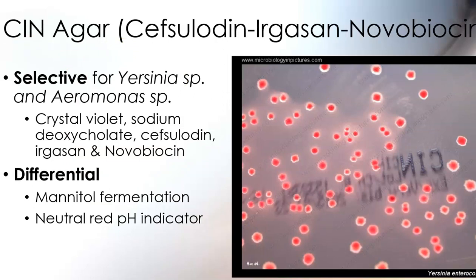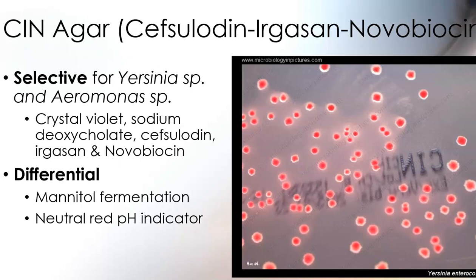CIN, I cannot say this. So I just say CIN. Because I'm not going to try to butcher that on Screencast-O-Matic. Starts with a C, starts with an I, starts with an N. Why? Because there's three different things that we add that are going to get rid of all the other crap and only allow Yersinia to grow and Aeromonas species.